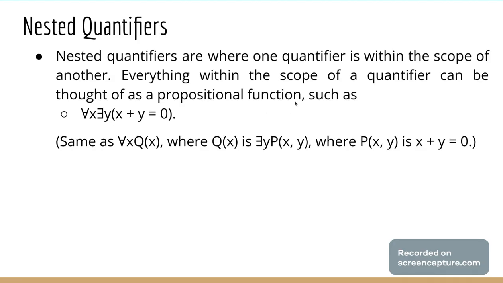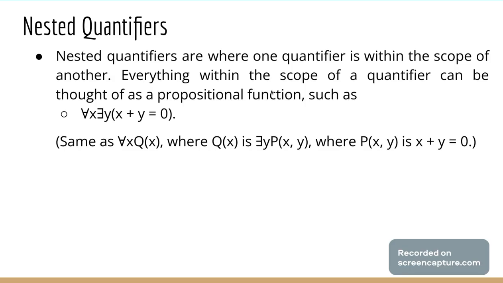Just like quantifiers can be loops, nested quantifiers will be nested loops. Nested quantifiers are when one quantifier is within the scope of another quantifier. It's like saying for x equal to 1 to 10, and within that, we have another for loop for y equal to 1 to 10, or whatever other values. Everything within the scope of the quantifier can be thought of as a propositional function.